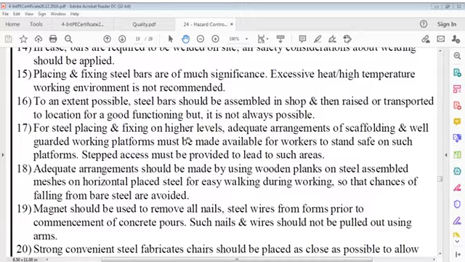Magnet should be used to remove all nails and steel wires from forms prior to commencement of concrete pour. Such nails and wires should not be pulled out using arms.